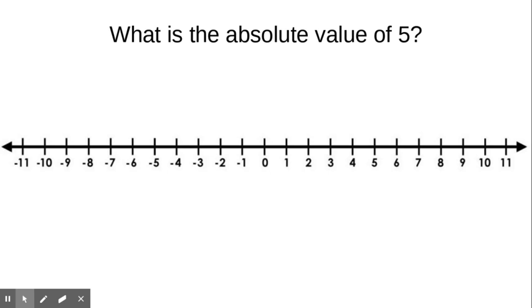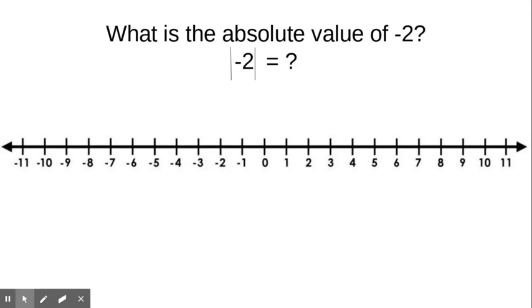So the distance from zero, let's count. And again, this is how you write absolute value when you're writing it out with numbers. 1, 2, 3, 4, 5. It's 5 spaces from zero. The absolute value of 5 is 5. Pretty simple, huh? Let's use a negative number and see what happens. Absolute value of negative 2: 1, 2. The absolute value is 2.